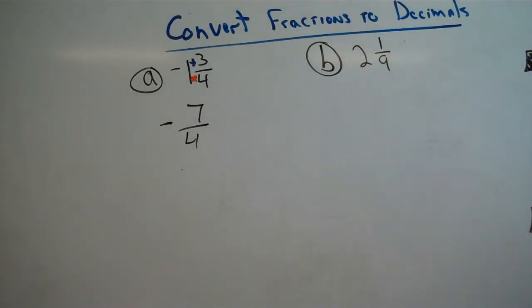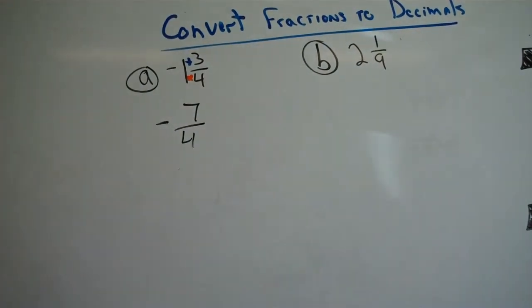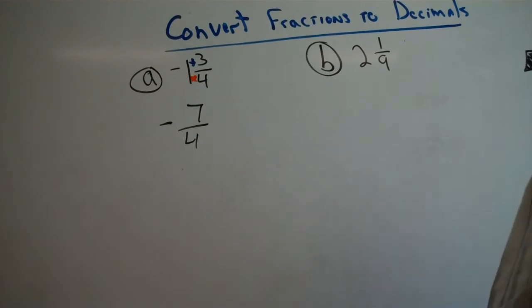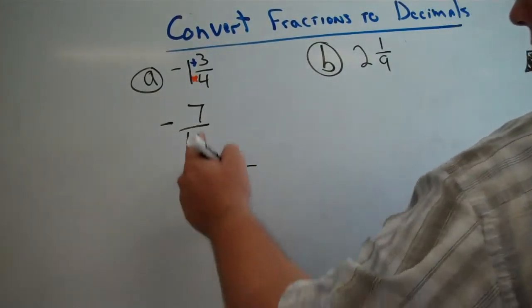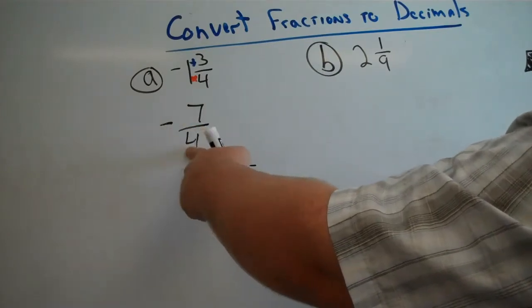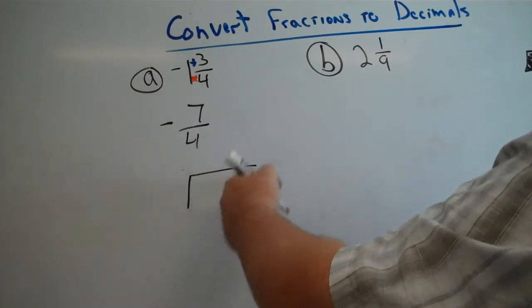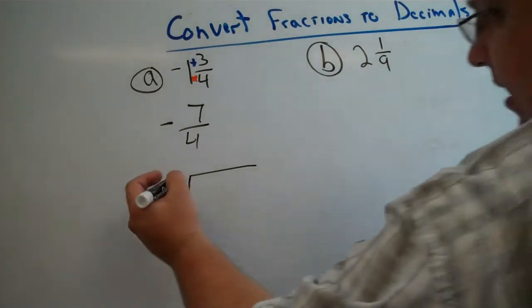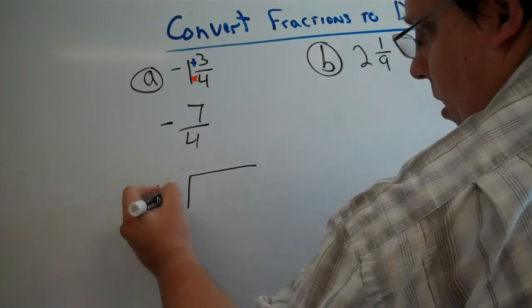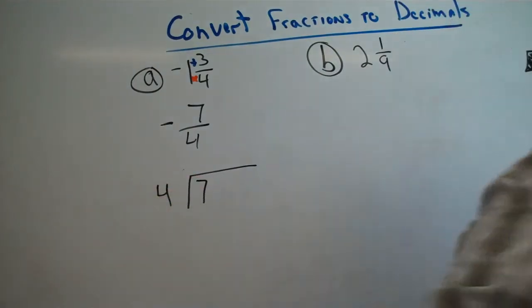From here, we are now going to use long division in order to do this problem. We have -7/4. The way we write this using long division is we take our divisor, that's the number on the bottom, and we place it into this diagram, which most of us are pretty familiar with. The top number is called the dividend. So we have 4 going into 7.